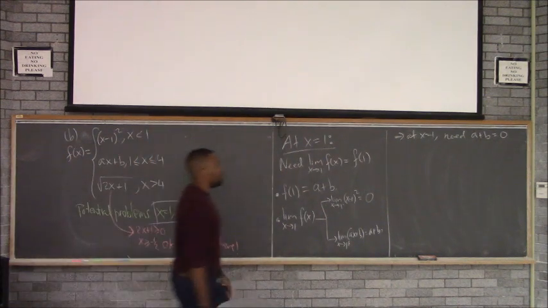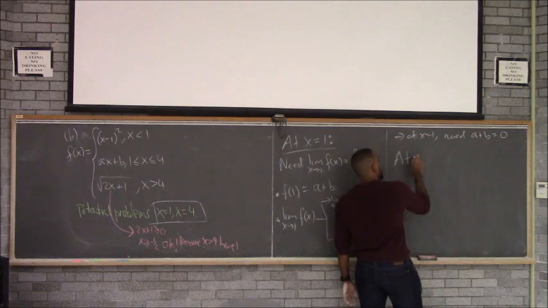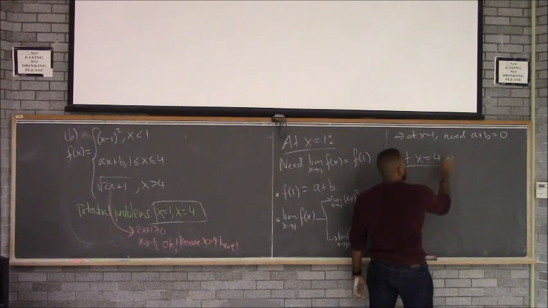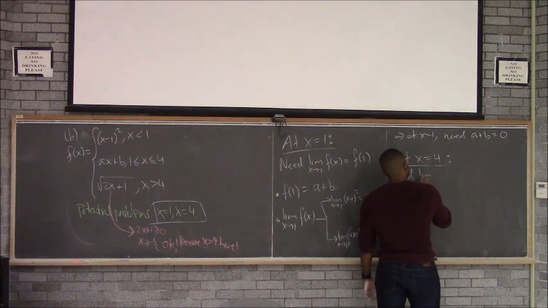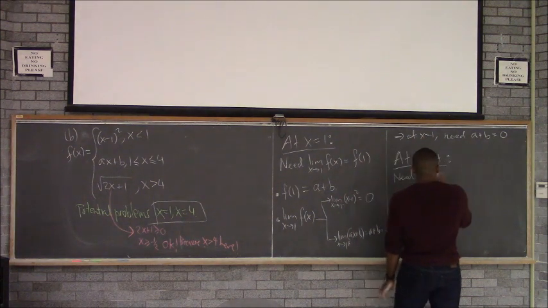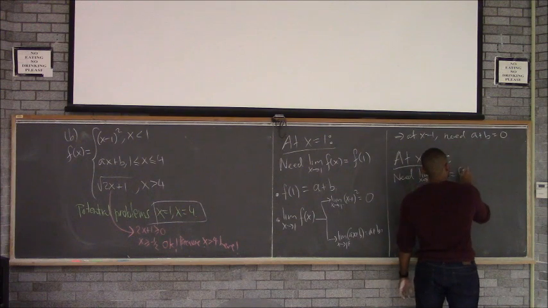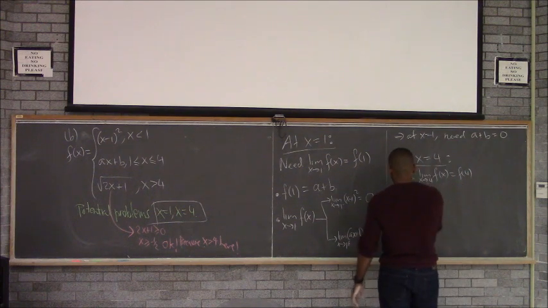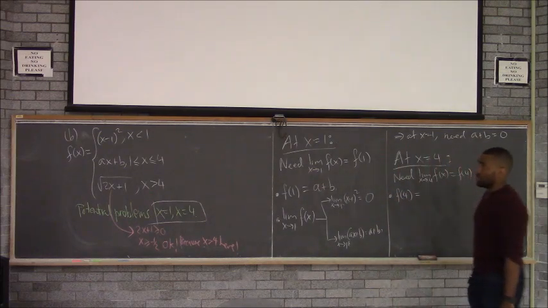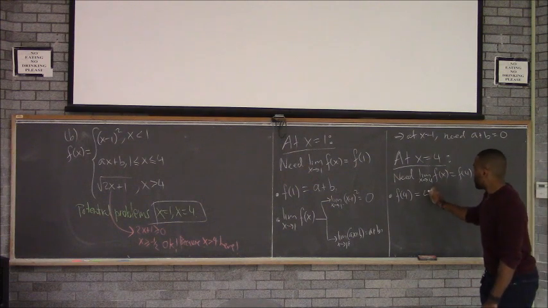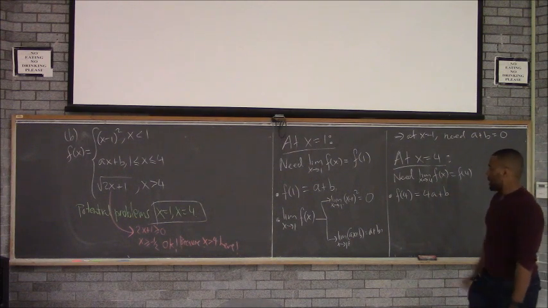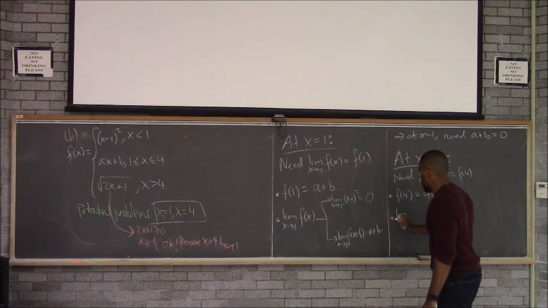So what I would do is move on to the other one. Hopefully I pick up some helpful information. At x equals 4, I need the limit as x approaches 4 of f of x to equal f of 4. Now, start out by identifying the value. What is f of 4? 4a plus b. Okay, now look at the limit part of this equation. What is the limit as x approaches 4 of f of x?